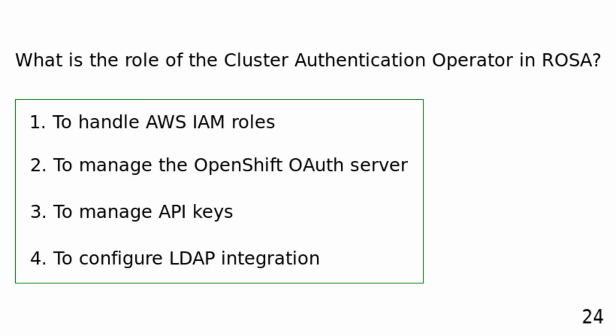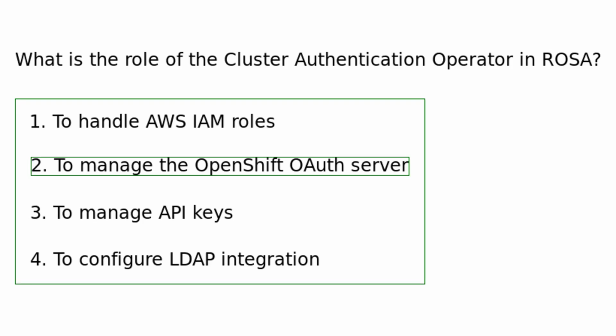What is the role of the cluster authentication operator in ROSA? To handle AWS IAM roles. To manage the OpenShift OAuth server. To manage API keys. To configure LDAP integration. The cluster authentication operator in ROSA manages the OpenShift OAuth server, handling authentication.